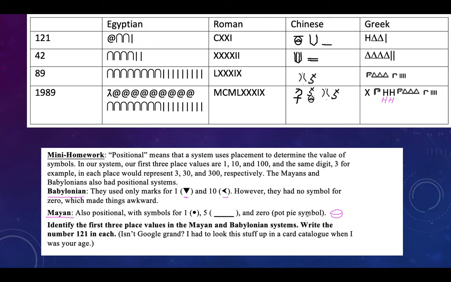And Mayan used a different place value system. So figure out what the base number was for Babylonian, and what the base number was for Mayan, and identify those first three place values, and then write the number 121 in each. So there is a Dropbox for you to do that on, and go ahead and Google it. I don't mind. You just tell me what website you found it on when you're finished. And then we'll be good to go.